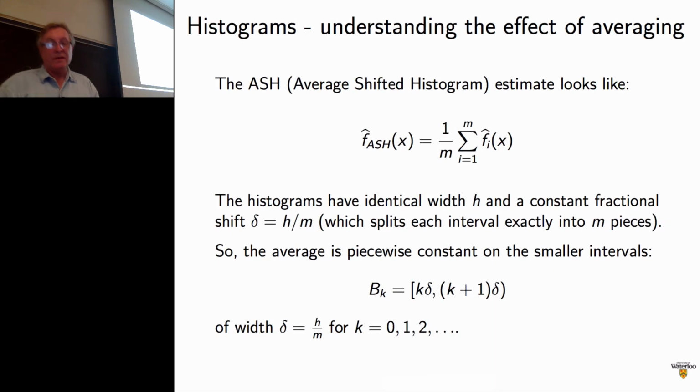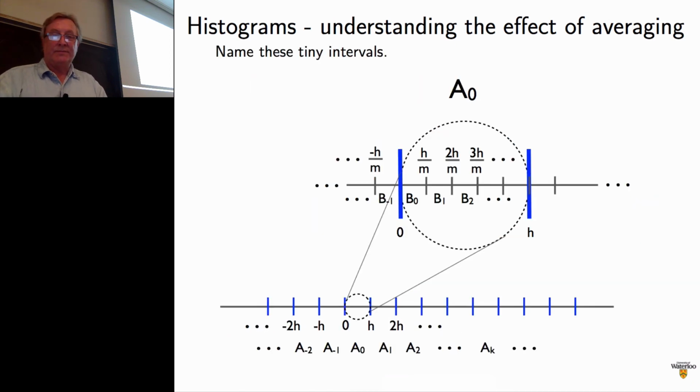So it looks like this, and I want to figure out how does that break into little pieces? How does it break into the little tiny bins? These histograms have identical width, but they're shifted by some small amount, h over m. The big intervals were a's, the little intervals would be b's. They're always going to have some width delta, which is just h over m. So these are the tiny intervals. Everybody with me? So those are my intervals marked there, the tiny intervals.